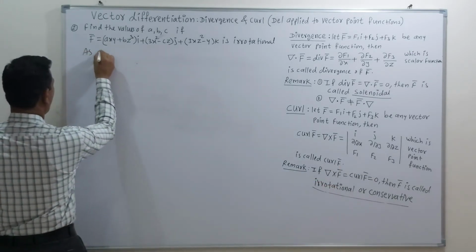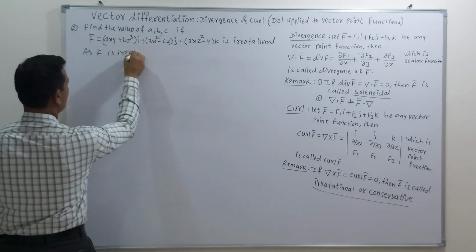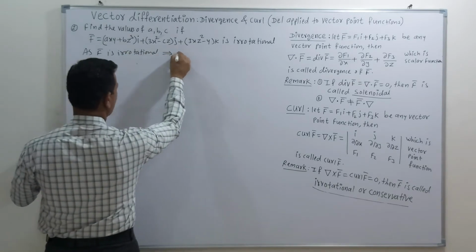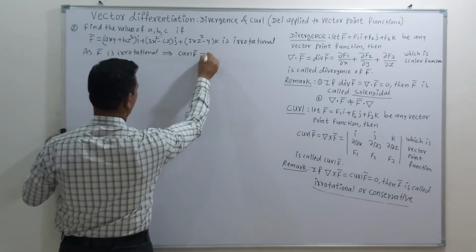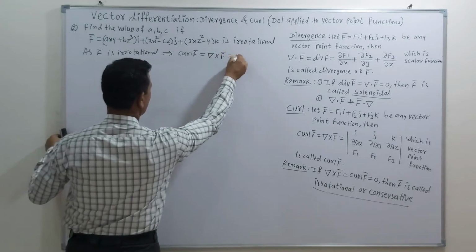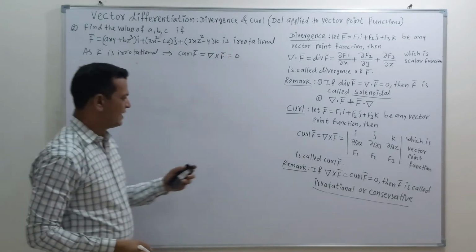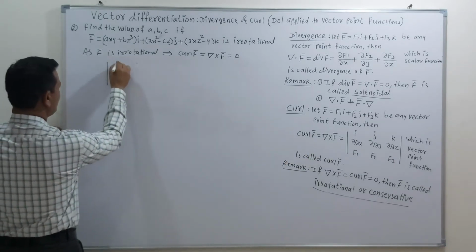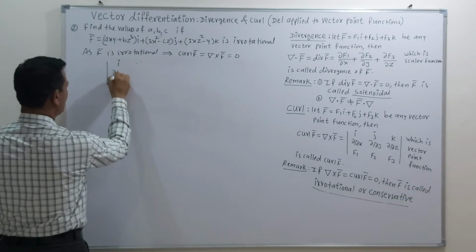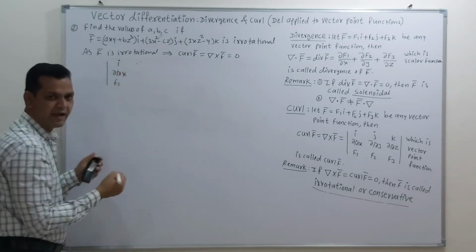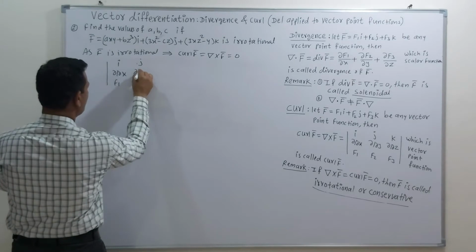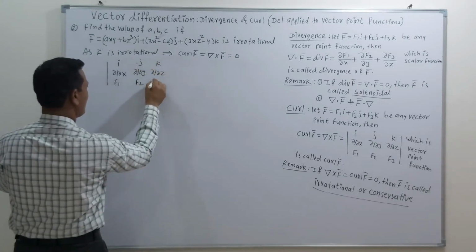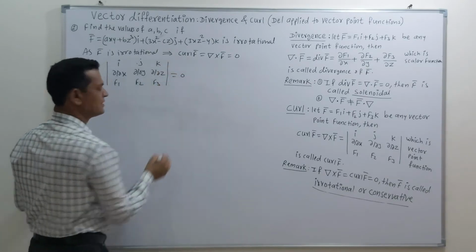As f bar is irrotational, this implies that curl of f bar, which is del cross f bar, is equal to 0. Again, we know the value of del cross f bar or curl of f bar is the determinant with i, partial derivative with respect to x, f1, then j, partial derivative with respect to y, of f2, and k, partial derivative with respect to z, of f3. So this value is equal to 0.